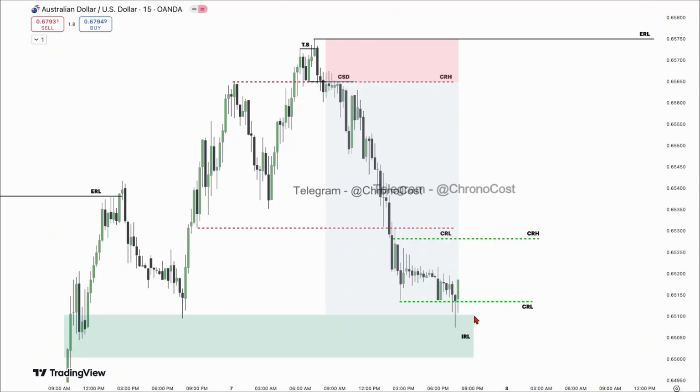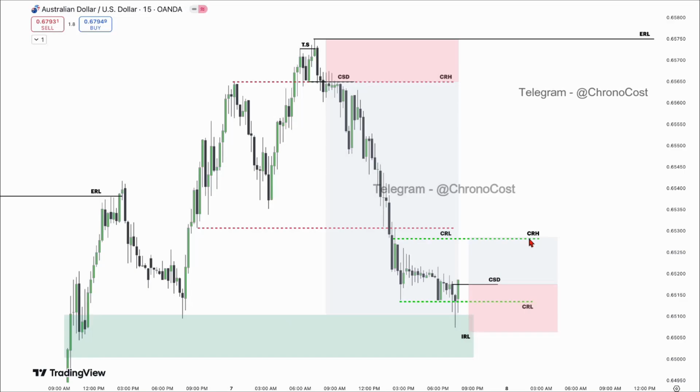As you can see, when the price tapped into the IRL on the 4-hour chart, it formed a CRT, and on the 15-minute chart, we had a change in the state of delivery, CSD. We'll mark this and open our long position here, with our stop placed just below the swing low.